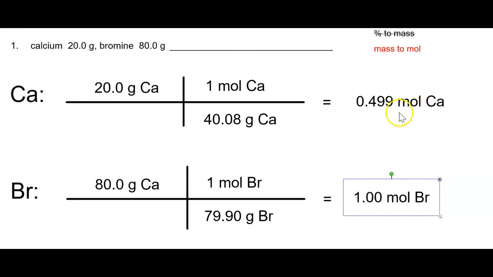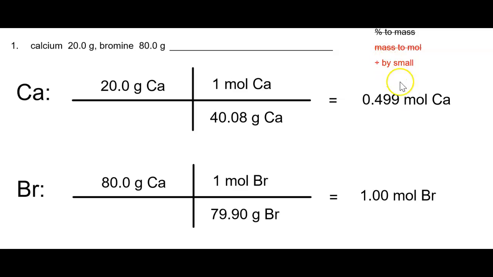Let me go back for just a moment. So we got to mass to mole. We're done with that. Everything is in moles. Now we're going to go to the next step, divide by small. So we're going to look at all of the list. If we had 10 of these, we look at all 10 and find the smallest. So the smallest we know is 4.499 moles of calcium. And we're going to divide them all by the smallest. So all of them, 2 here.